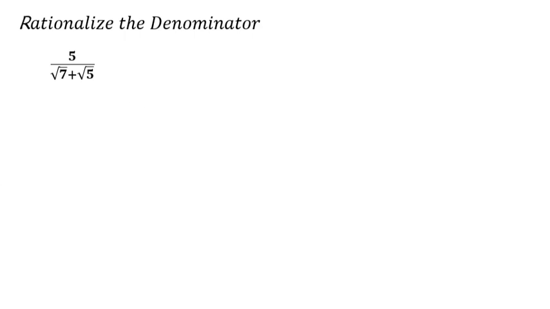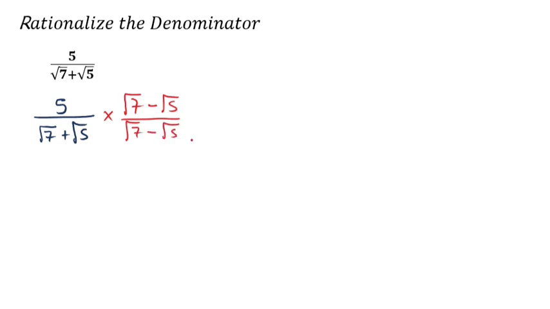Let's rationalize the denominator for this particular radical. So what we have is 5 divided by root 7 plus root 5. The conjugate of this is root 7 plus root 5, conjugate, so we need a negative here. So we multiply by root 7 minus root 5 divided by root 7 minus root 5.